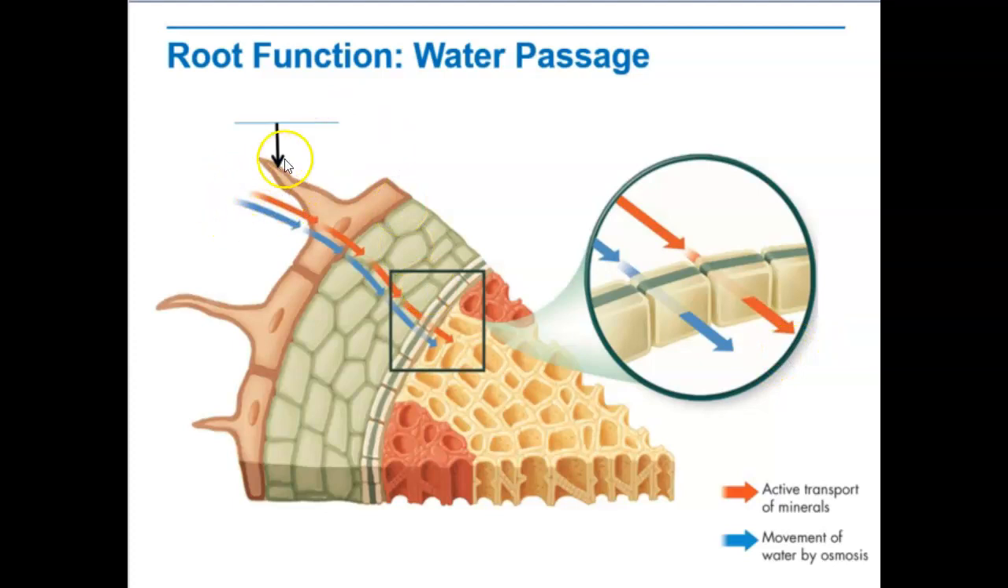Right, and the root function, right? So a root's main function is absorbing water and nutrients. So the water passes into the root. Okay, you can see here, red is the active transport of minerals, and blue is the movement of water by osmosis. So if there is more water out here than in here, it is going to flow into the root. Okay, and the same with those nutrients that are being actively transported into the root. So once they're transported into the root, they go into the xylem and phloem, where they can be transported to the rest of the plant.